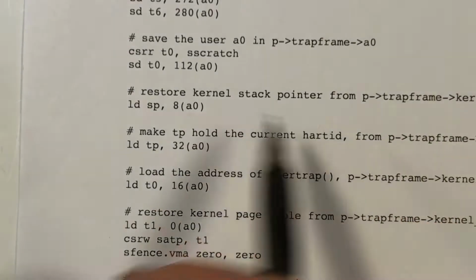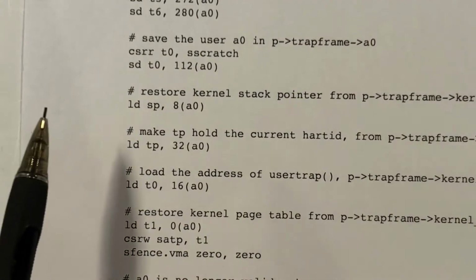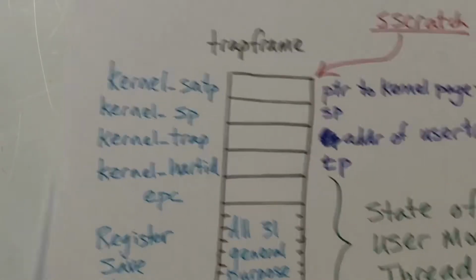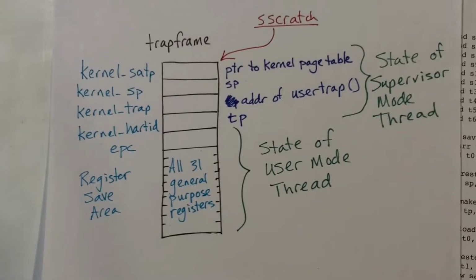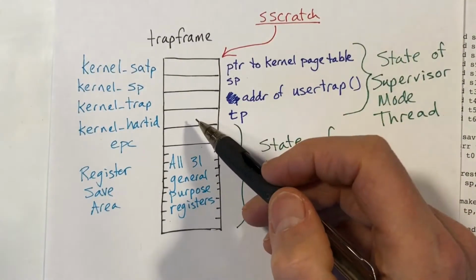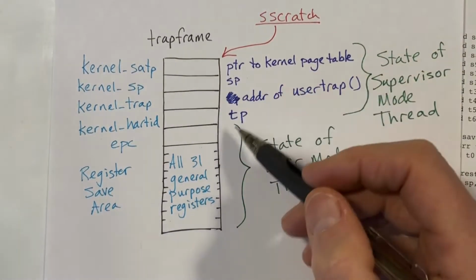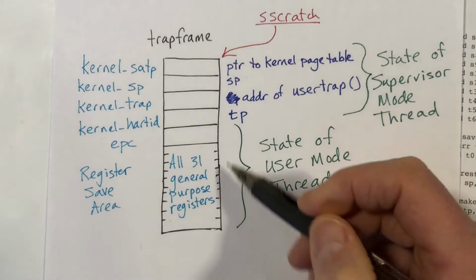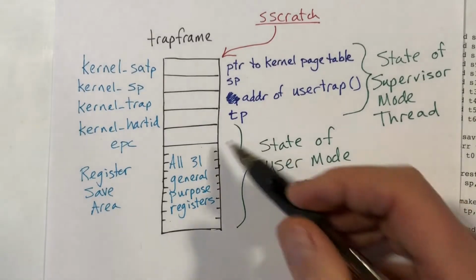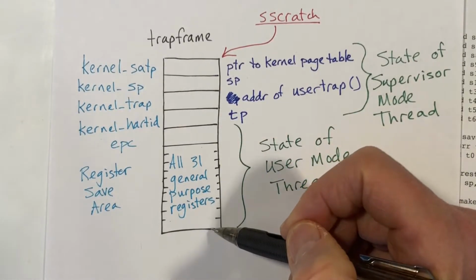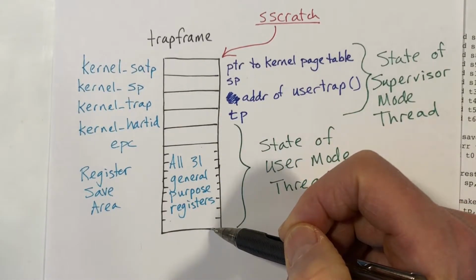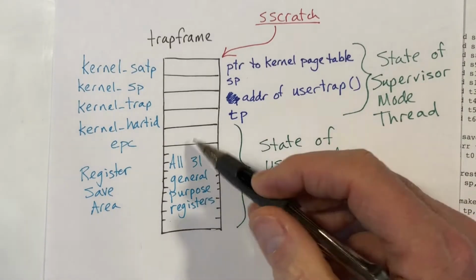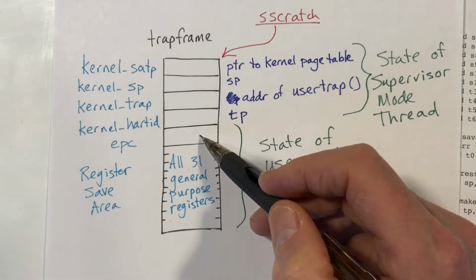Now let's take a look at the trap frame. In this image, I'm showing how the trap frame is laid out. We've got a number of locations where we save the state of the user mode thread. And we just saved the 31 general purpose registers into the register save area here. We've not yet saved the user's program counter, but we will.